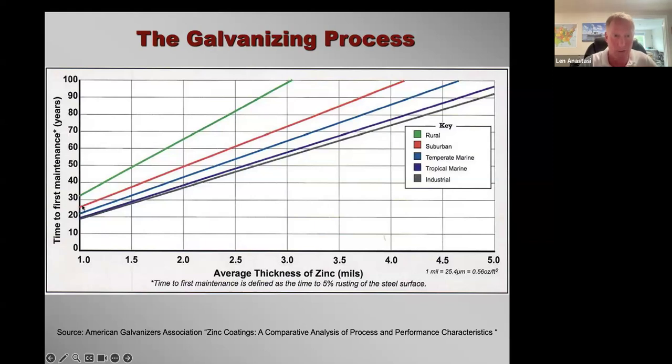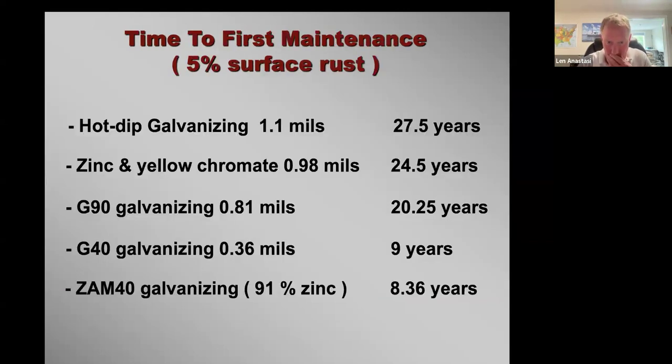But I also looked at, I said, this looks pretty linear. So if you see it at 2 mils, it's just under 50 years. And they said, yeah, it's very linear. So I said, so in 50 years, you got 10% surface rust. And they said, yeah, pretty much. So I was pretty confident with that. And then using that table, I calculated it out.